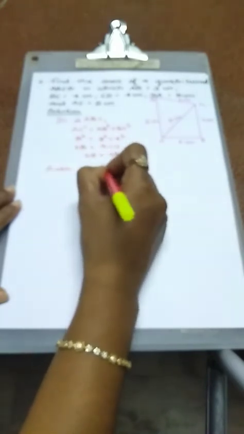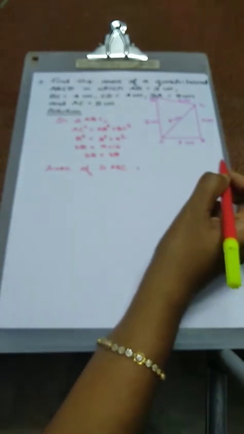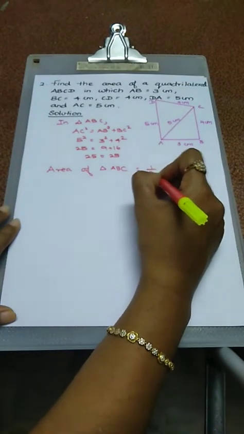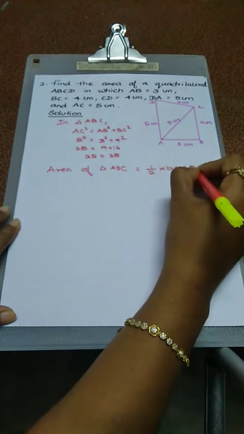So the area of triangle ABC is equal to, what is the formula? Half into base into height.